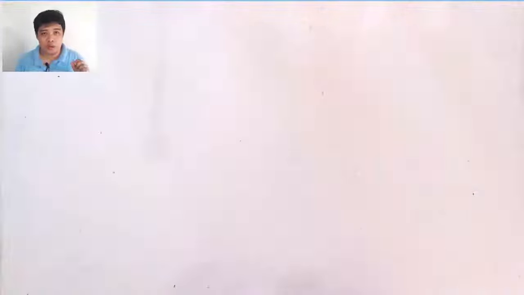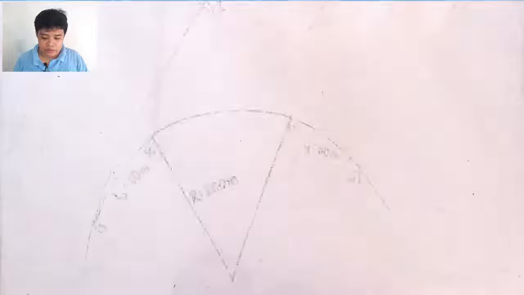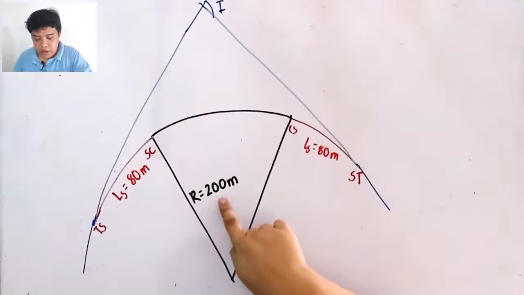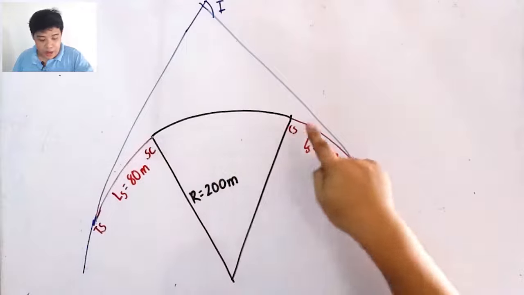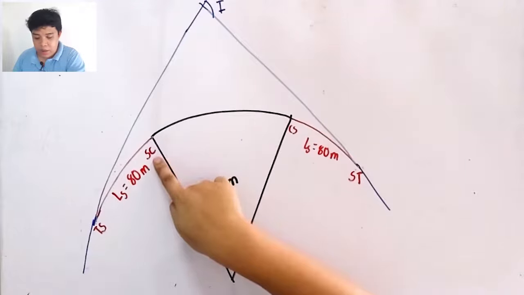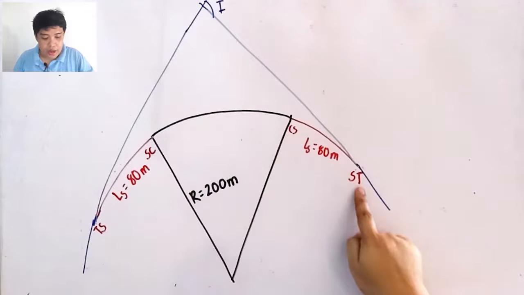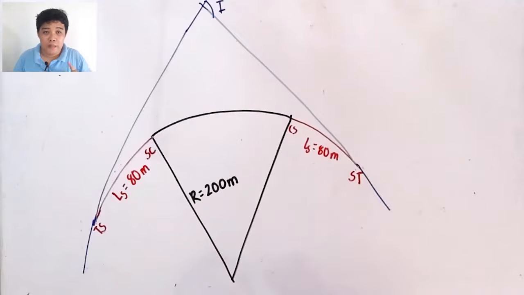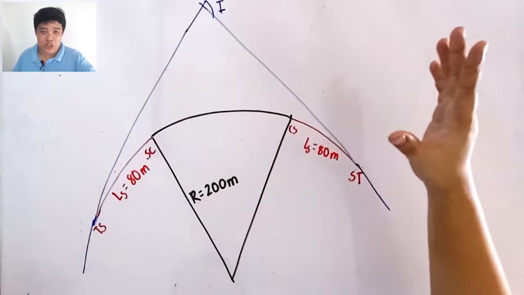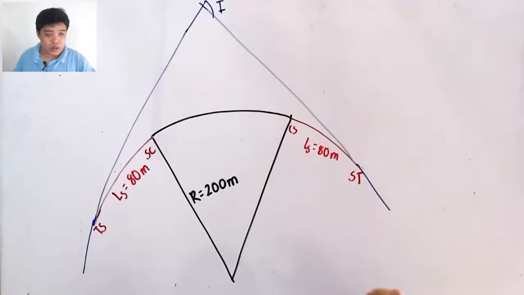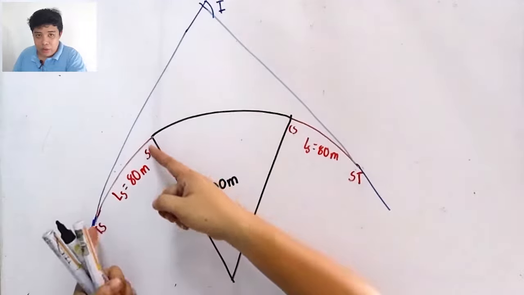Let me draw first the figure. Here is your figure. This is the radius of the simple curve, and this is the length of the spiral. This is the tangent to spiral, spiral to curve, curve to spiral, and spiral to tangent. But for you to determine the spiral angle, I'm going to draw this in an enlarged figure so you can see it clearly.